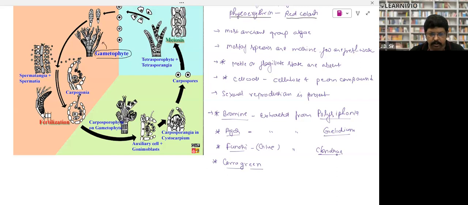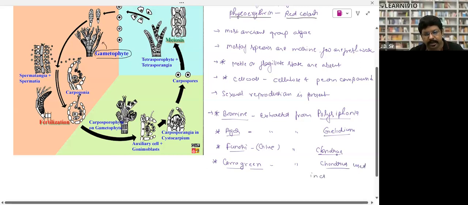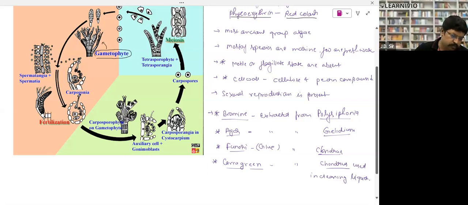It is extracted from a ponderous thing. Ponderous, and where is it used? Used in cleaning liquor. Cleaning liquor. Right, so that is all about the algae.